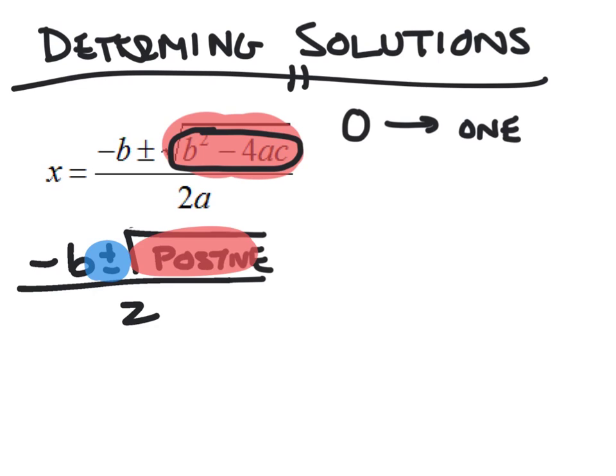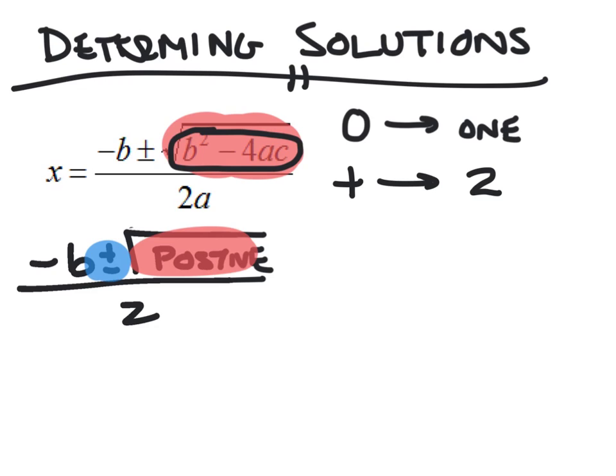So when you get a positive number inside the discriminant, you always get two answers because it's going to add the square root of that number and it's going to subtract the square root of that number.